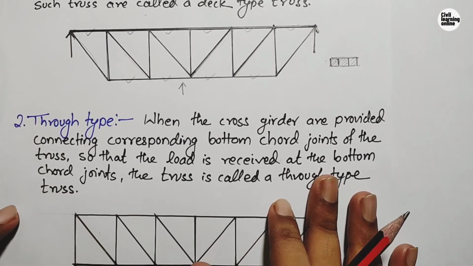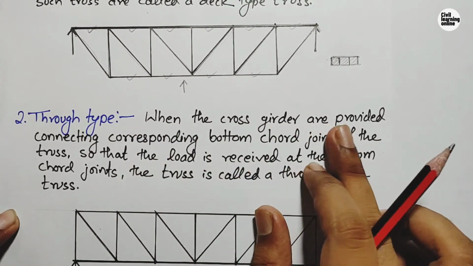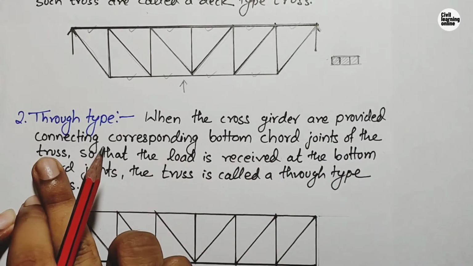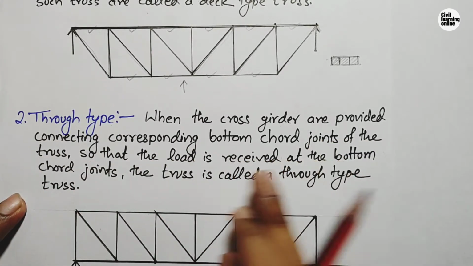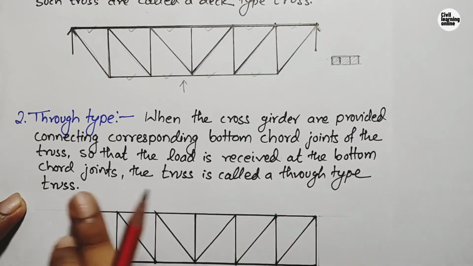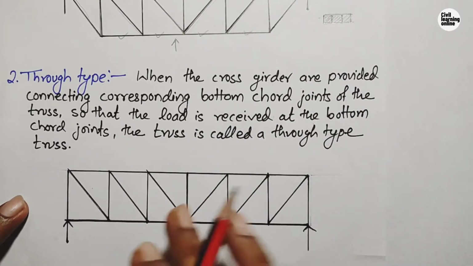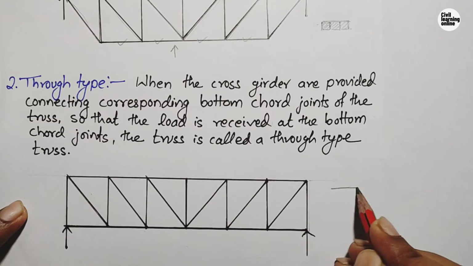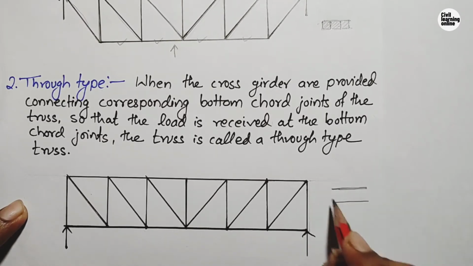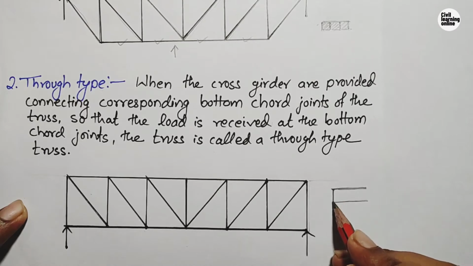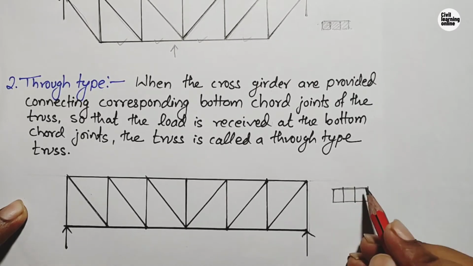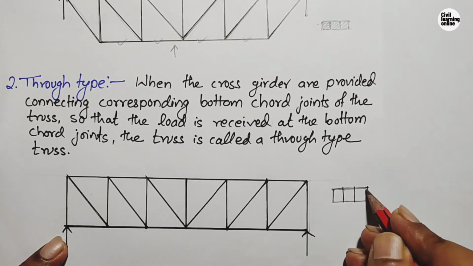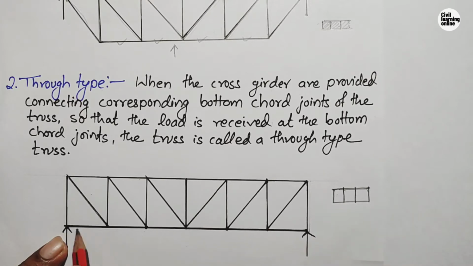Now let's move to the through type truss. When the cross girder is provided connecting corresponding bottom chord joints of the truss so that the load is received at the bottom chord joint, the truss is called the through type truss. Again, this is the front view of the truss. When we discuss the bridge, two such trusses are placed parallel to each other, and these two trusses are connected by a beam type member which is again called cross girder. And these girders are provided at the bottom chord of the member.